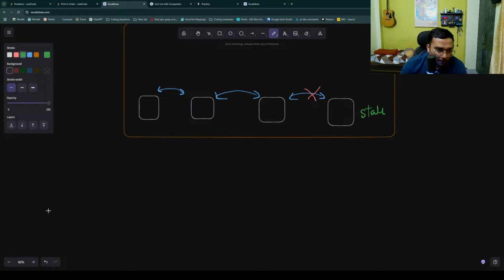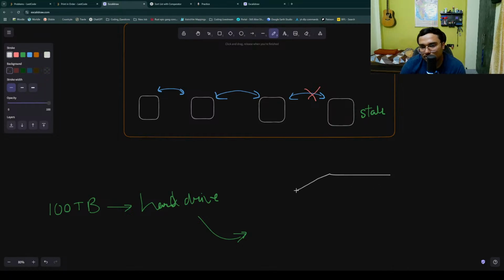If we keep 100 TB of data in one single hard drive, the disks will keep spinning. You know what a hard drive looks like behind the scenes? It's just a stack of disks, and there is a read instrument. It just goes to which sector to read from, and then it gives the value, right?